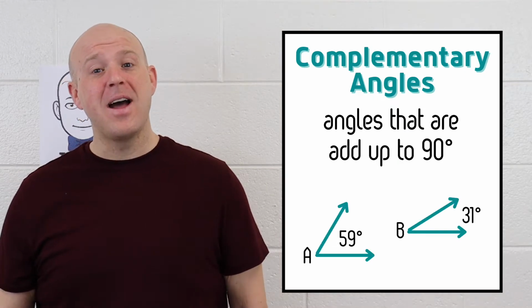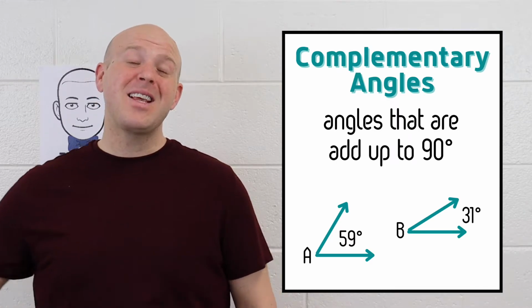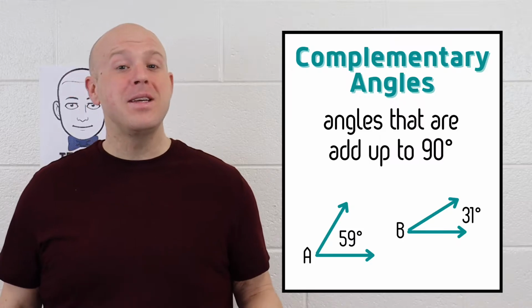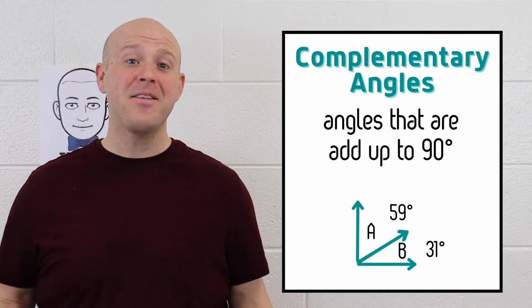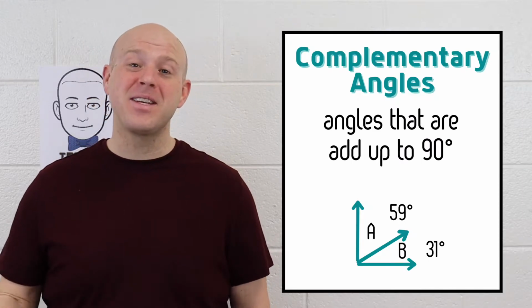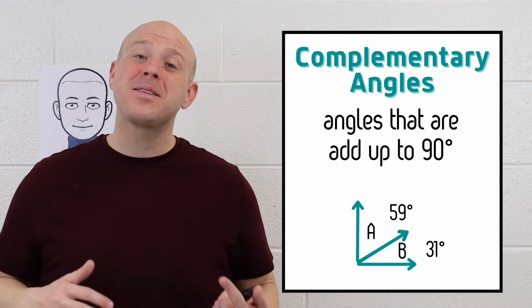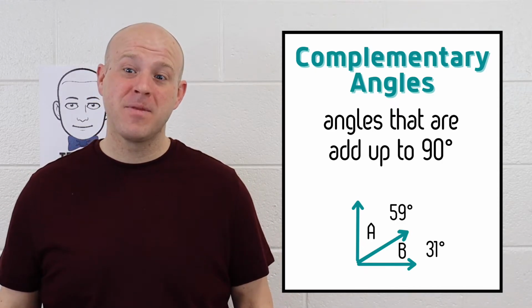An example of that: if I have these two angles, angle B and angle A. Let's say angle A is 59 degrees and angle B is 31. They're complementary of each other. If I put them together, I see that they add up to 90 degrees. So anytime two angles add up to 90 degrees, I have complementary angles.